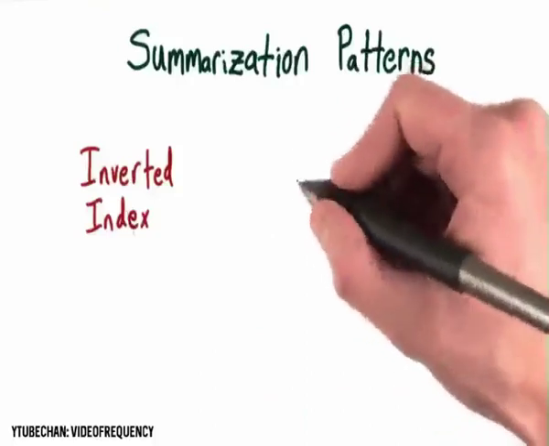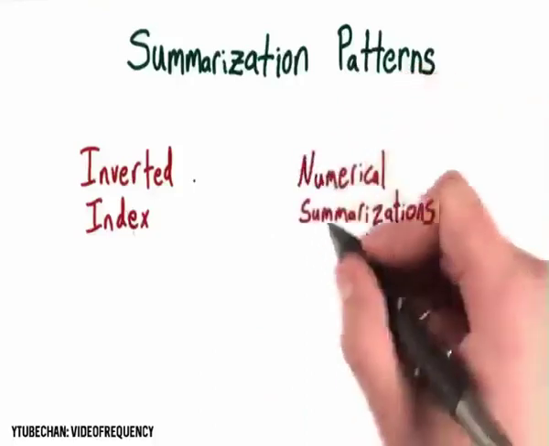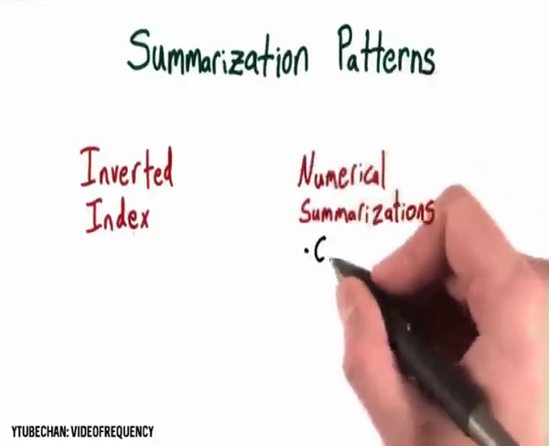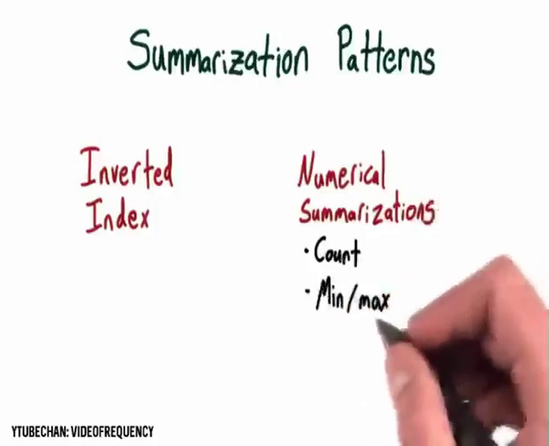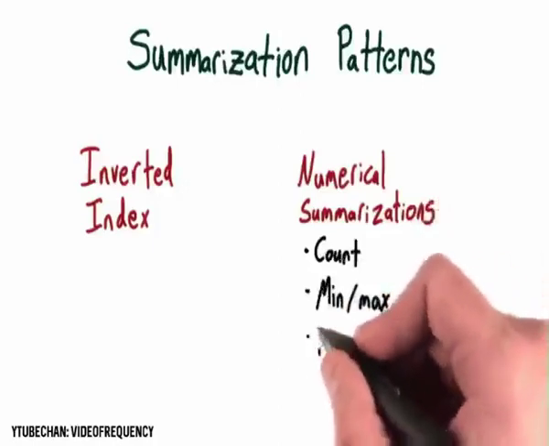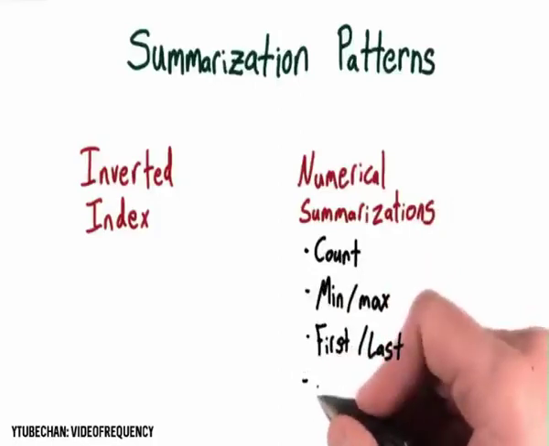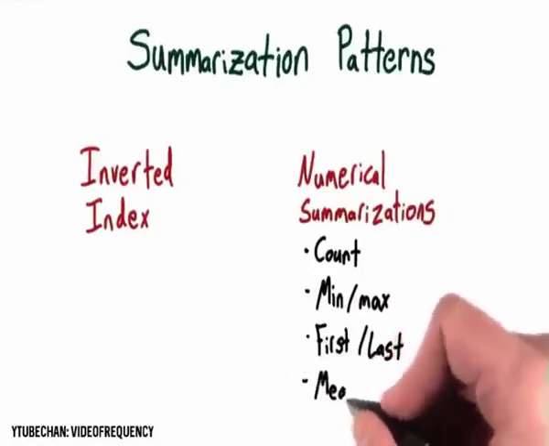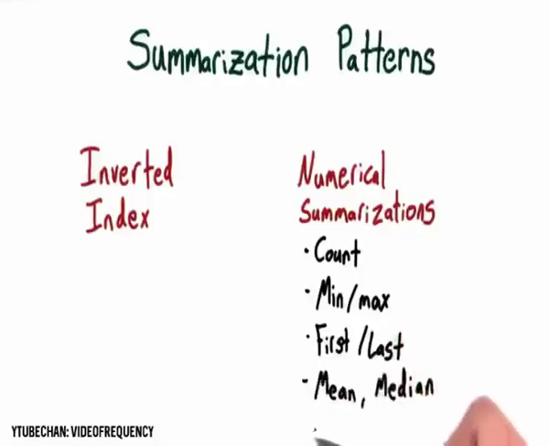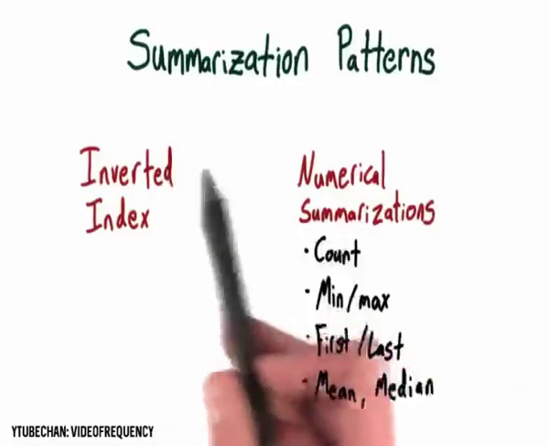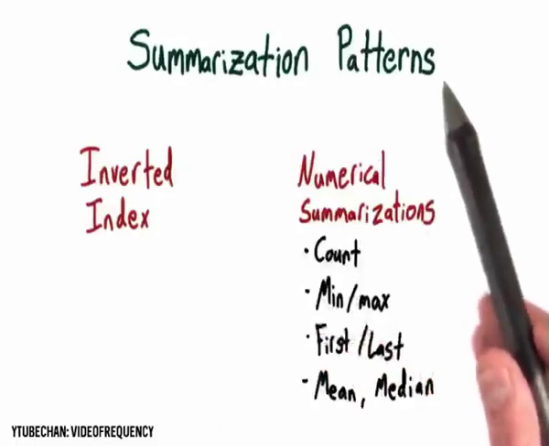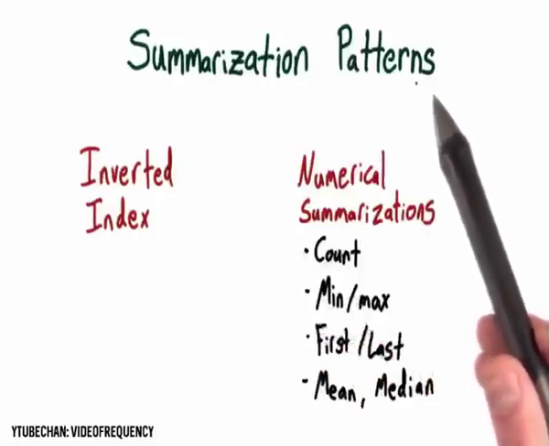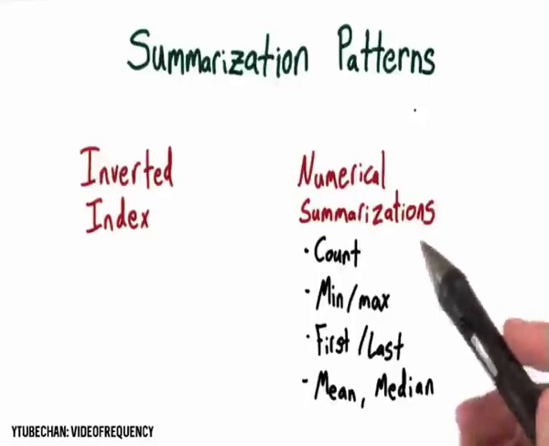And we're also going to talk about numerical summarizations. And these are things like finding counts, how many of a certain record type, or min and max. And min and max, of course, can be used to calculate first or last. We'll calculate statistics like mean and median, and basically any other high-level numerical value that you can use to summarize your data set. In this section on summarization patterns, we'll also talk about some interesting additional Hadoop functionality, something that can exist between mappers and reducers, known as combiners.